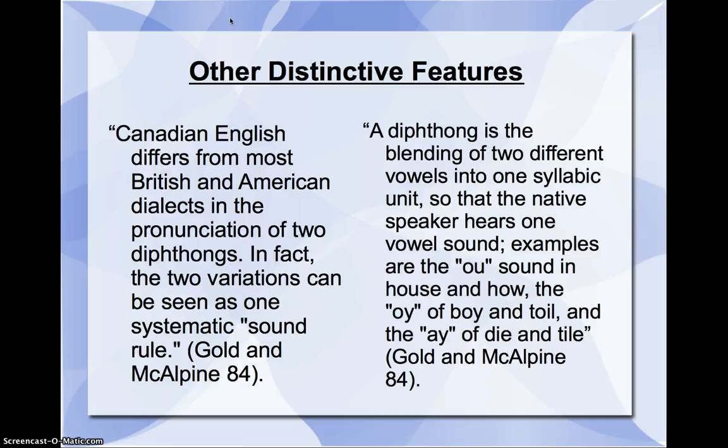Canadian English differs from most British and American dialects in the pronunciation of two diphthongs. In fact, the two variations can be seen as one systematic sound rule. A diphthong is the blending of two different vowels into one syllabic unit so that the native speaker hears one vowel sound. Examples are the OU sound in house and how, the OY sound of boy and toil, and the AY of die and tile.